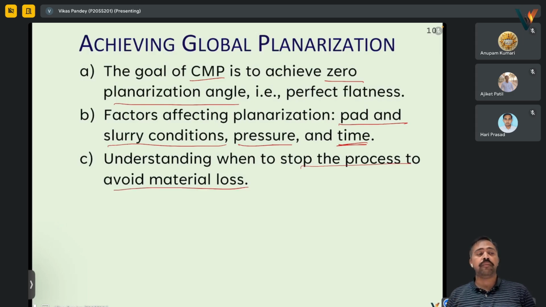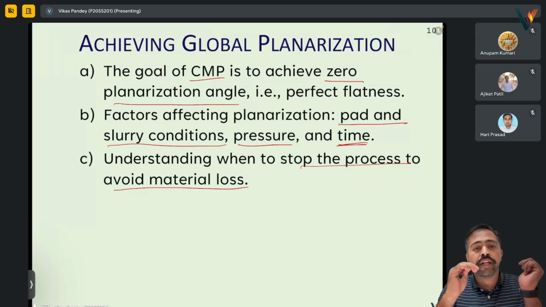It should not happen that we keep on going to planarize. Sometimes the level of planarization might not be very perfect, but if we go further, we will actually lose whatever we have already made. Such things also have to be kept in mind when we are going for planarization for subsequent processes.